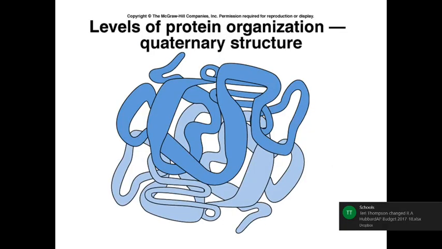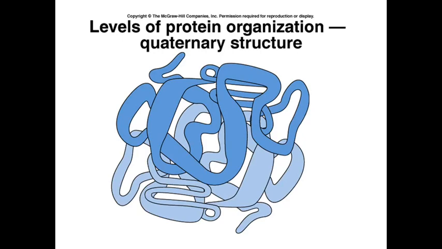So here we see a protein formed by two polypeptide chains, one in dark blue wrapped together with the second one that's more of a lighter blue color.